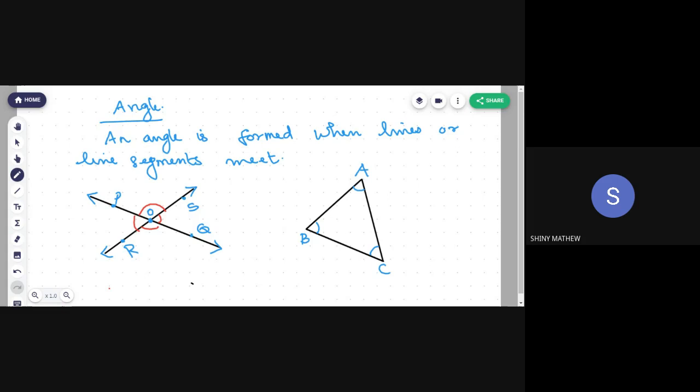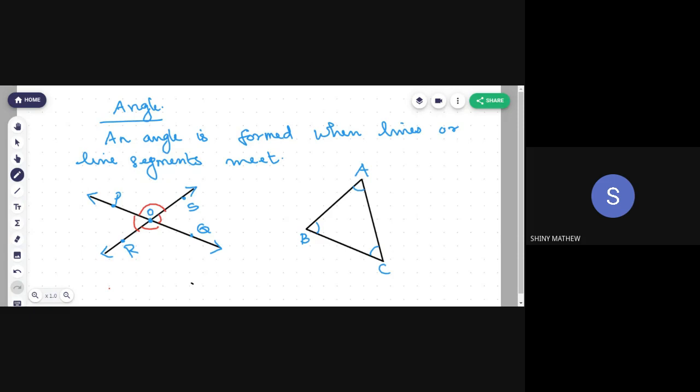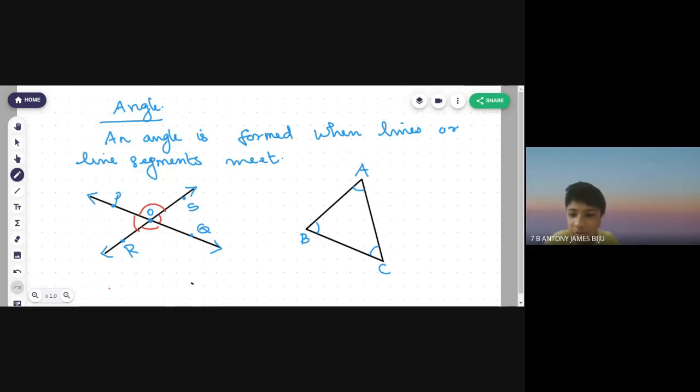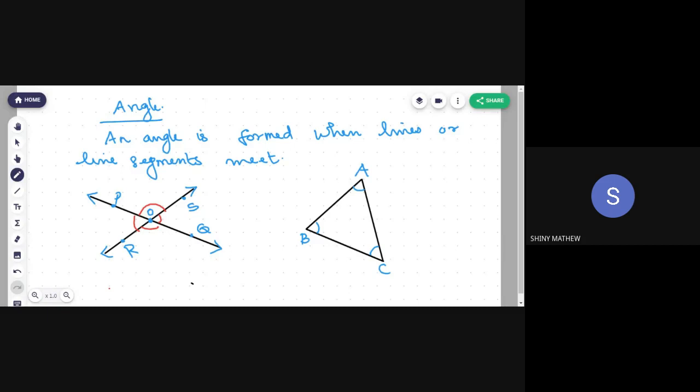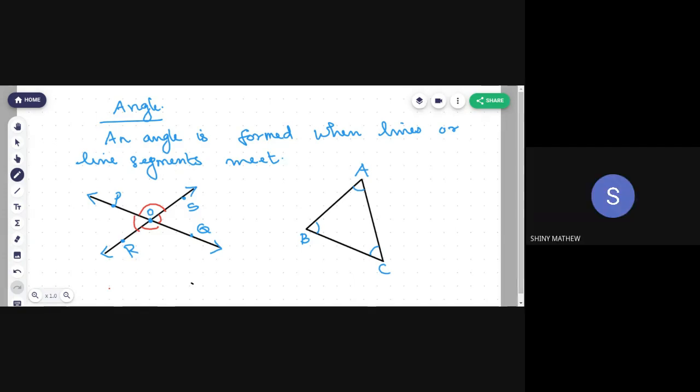So all of you studied what a line segment and an angle are. Anthony, can you say what is a line? How can we define a line? Miss, the line has no endpoints. Then what is a line segment? A line segment has two endpoints. Okay, very good. Then Varada, can you say what is an angle? An angle is formed when line segments or lines meet each other.